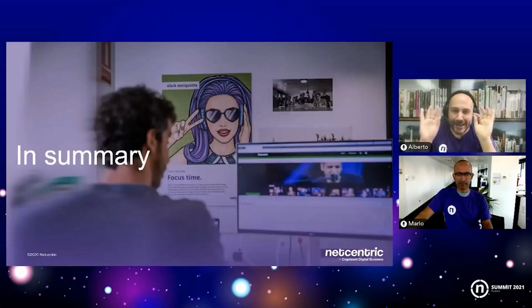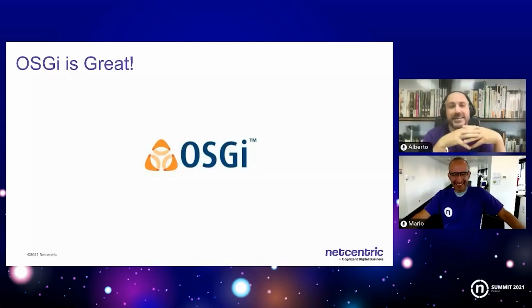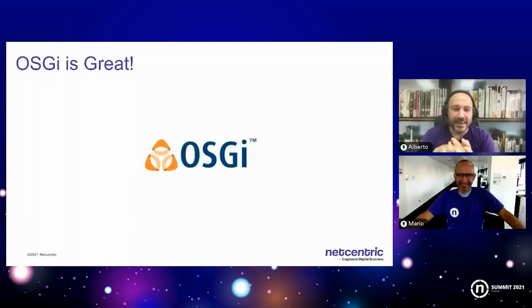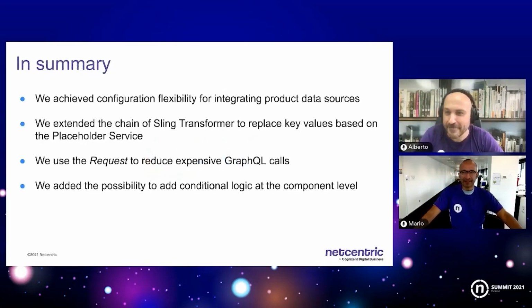In summary, I want to add only one thing: OSGi is amazing. All this, having generic placeholder services, is possible because we have OSGi in AEM. There are a lot of possibilities to explore in OSGi, and a good object-oriented programming design can achieve that simple code is able to do a lot of things, like this is doing. And we have another slide to summarize everything, I think, Mario.